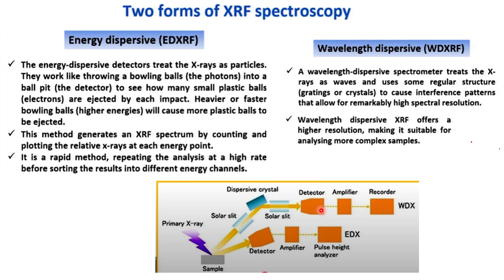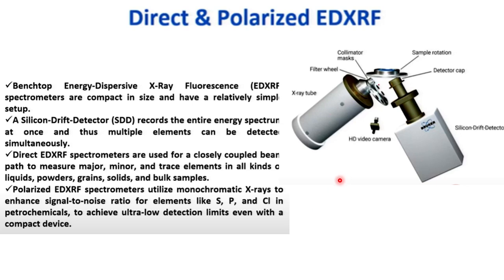That's why if the sample is very complex, one should go for the WDXRF to get more resolution. On the other hand, if it is a simple structure and one is trying to study it fast, or wants to get a result very fast, then he or she should go for the energy dispersive X-ray. Next, direct and polarized energy dispersive X-ray.